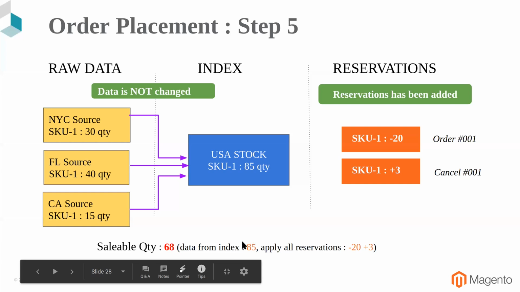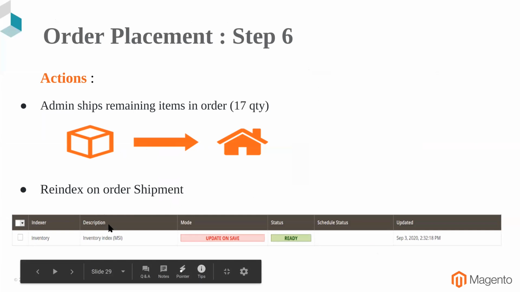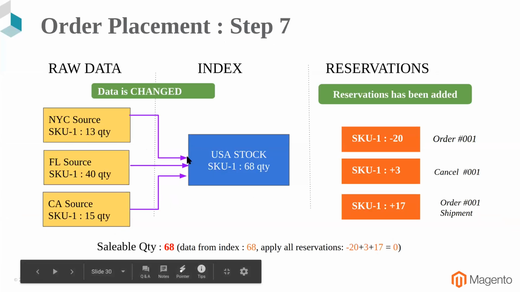So this is my actual stock of 85 from my stock table. After applying all reservations, minus 20 plus 3, that is minus 17. So 85 minus 17 would be 68. So 68 is my currently sellable quantity. Now the admin ships those remaining 17 quantity to the customer. Once the shipment has been created, the cron runs and updates the data.